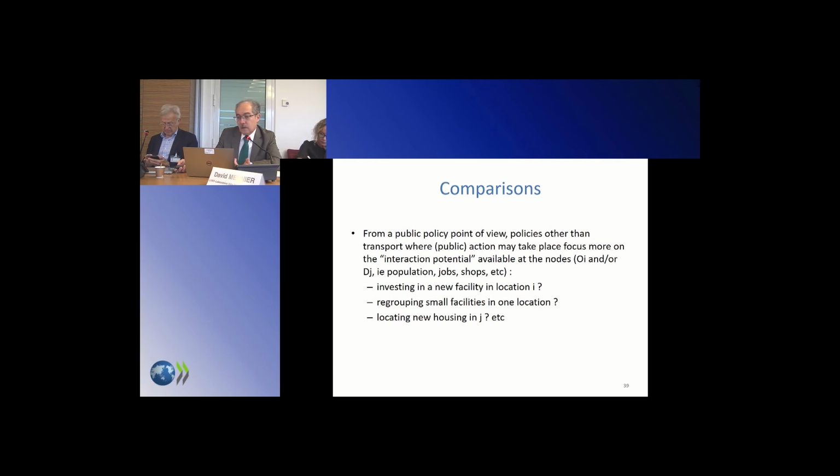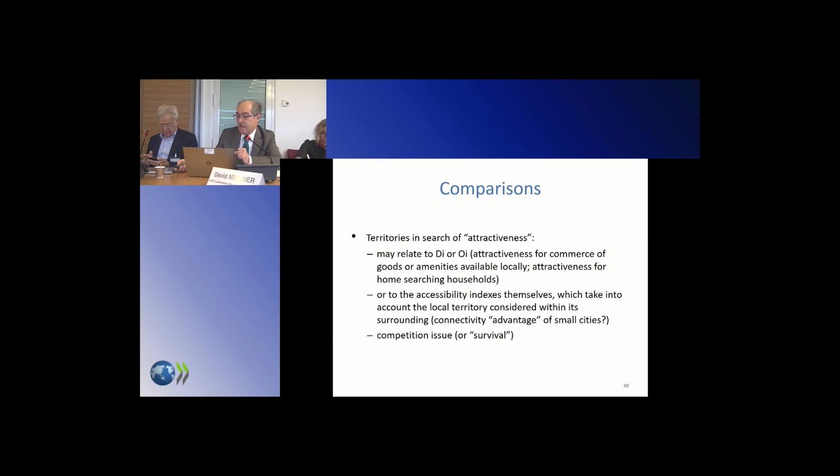And their questions are: should I invest in a new facility in location I, or should I regroup all small facilities in one concentrated place within my territory? Where should I locate new housing? So these questions imply transport issues, but they are not explained, and they are not asked from the transport point of view.